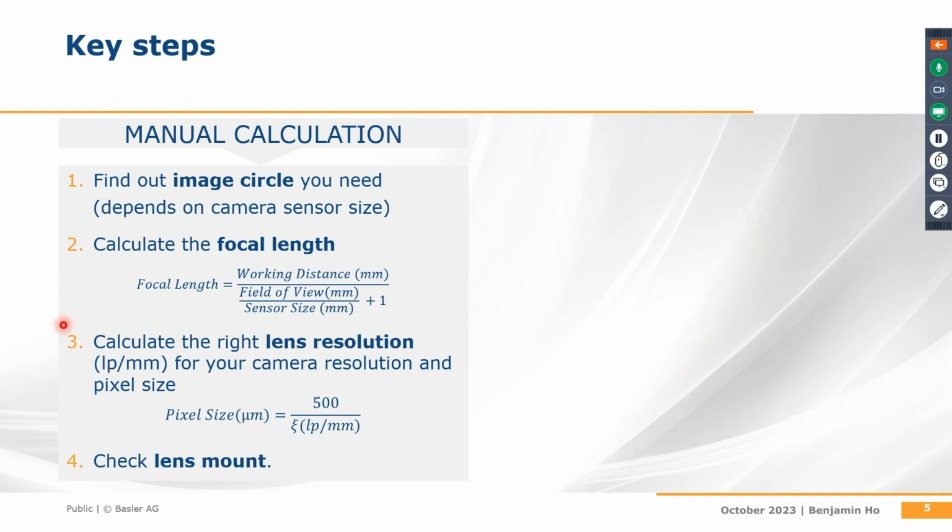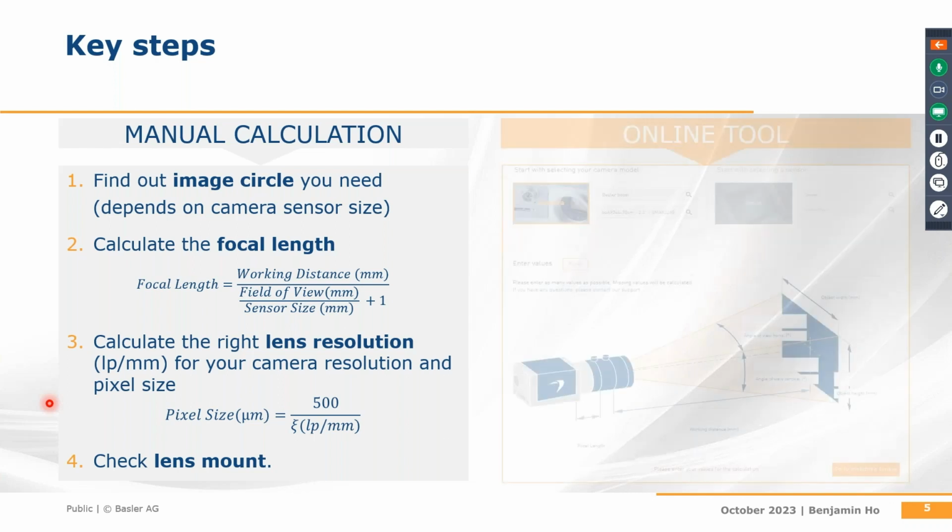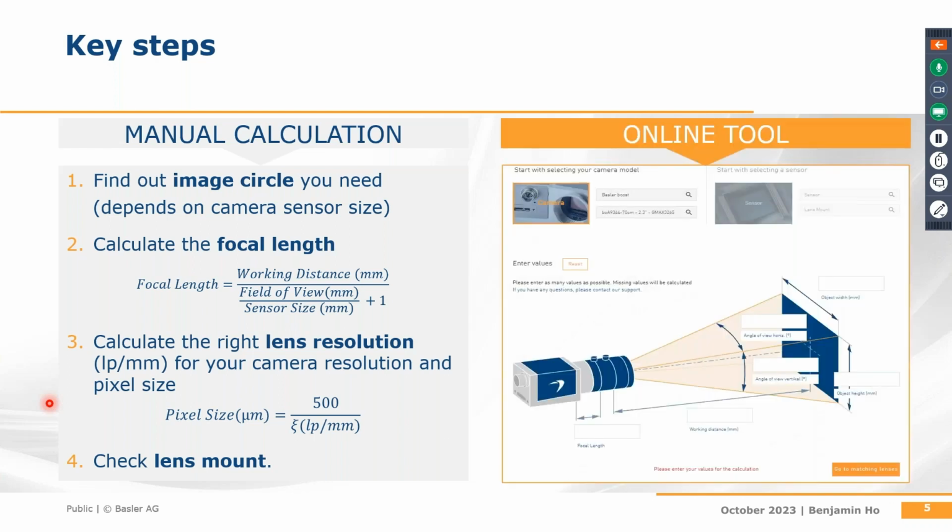Then calculate the right lens resolution from the pixel size. Lens resolution in LP per mm equals 1000 divided by 2 times pixel size in micrometer, which equals 500 LP per mm. And the final step is checking the lens mount for cameras. With these 4 parameters, you can visit the Basler website to select a suitable lens. Of course, you can also use our online lens selection tool on the Basler website.